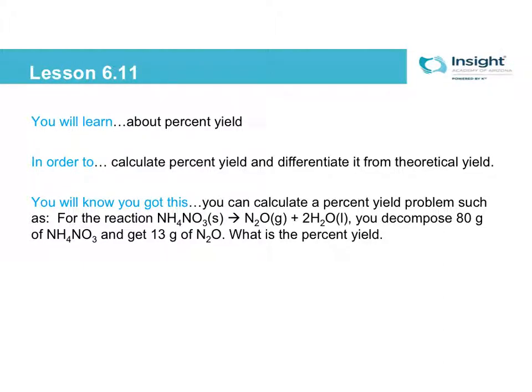So the last concept for Unit 6 is going to be percent yield. You're going to learn how to calculate this. You're also going to be able to differentiate, not percent yield, but actual yield from theoretical yield. And the most complicated type problem would be this one on the board here, where you're going to calculate your theoretical yield, you're given an actual yield, and you have to calculate your percent yield.